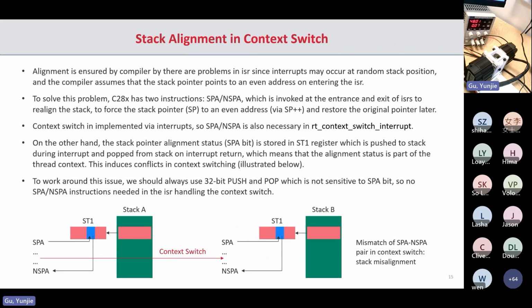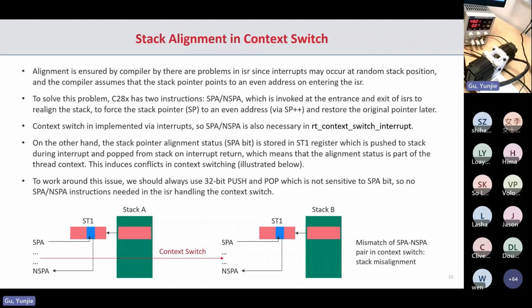To solve this problem, TI introduced two instructions, SPA and NSPA, for realignment of the stack in the ISR. So in every ISR, you have to call SPA first, and before you leave the ISR, you call NSPA to restore the original stack pointer.